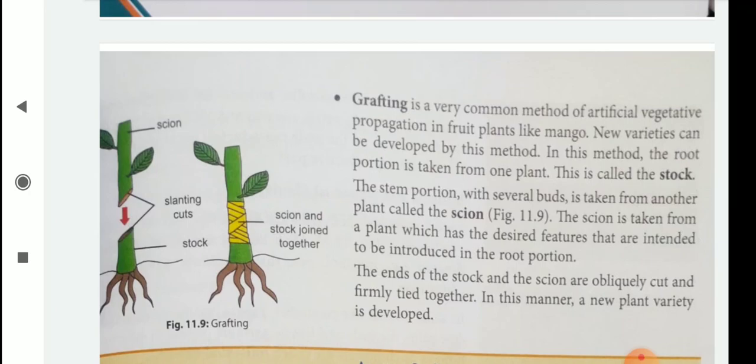Then grafting. In grafting, children, two terms are used, that is stalk and scion. Grafting is a very common method of artificial vegetative propagation in fruit plants like mango. New varieties can be developed by this method. In this method, the root portion is taken from the plant. This is called the stalk. And the stem portion with several buds is taken from another plant, called the scion. The scion is taken from a plant which has the desired features that are intended to be introduced in the root portion.